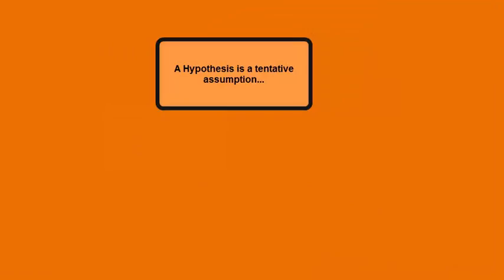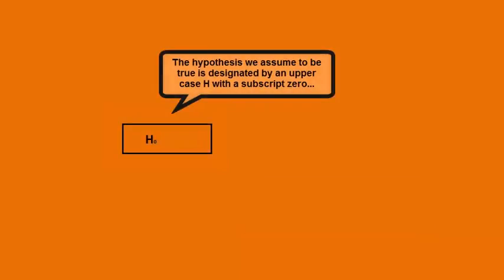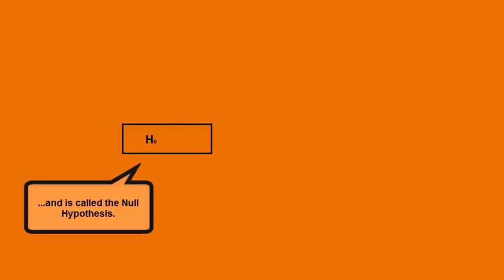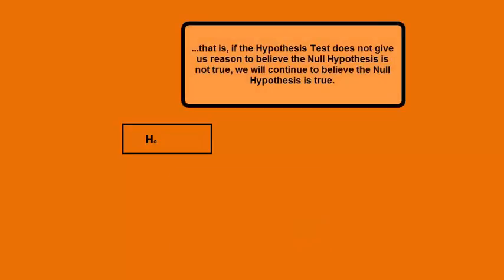A hypothesis is a tentative assumption, which we believe to be true until we have data to believe it is not true. The hypothesis we assume to be true is designated by an uppercase H with a subscript 0 and is called the null hypothesis. The name null hypothesis simply means it is the hypothesis we keep if nothing changes. That is, if the hypothesis test does not give us reason to believe the null hypothesis is not true, we will continue to believe the null hypothesis is true.